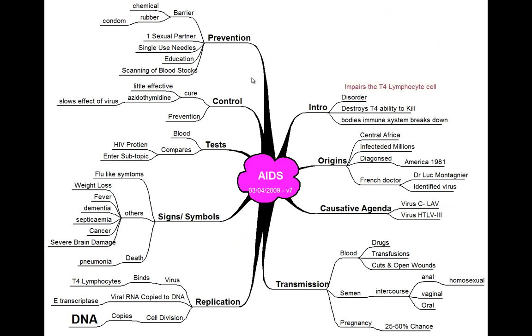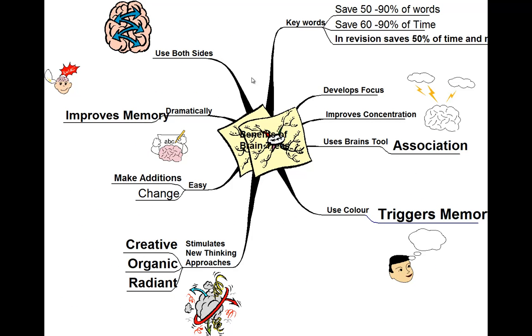There's one on AIDS again, an A-level one. Once again, you can map at degree level. You can map at O level. You can map at infant level. You can use these maps everywhere. Finally, I've come to the end of my dialogue on mapping, revision for mapping.